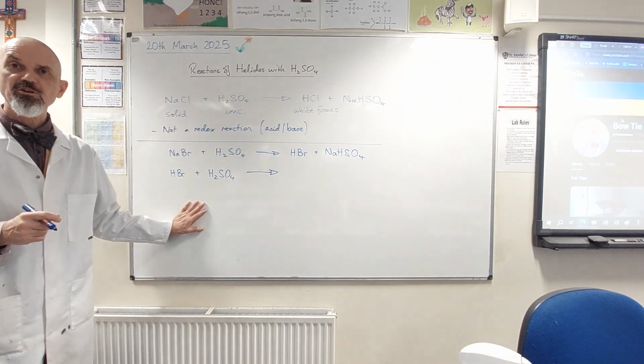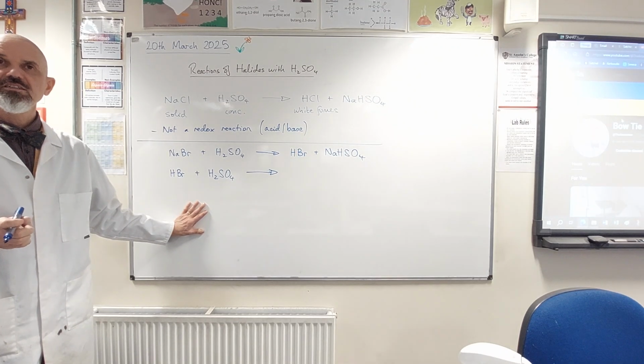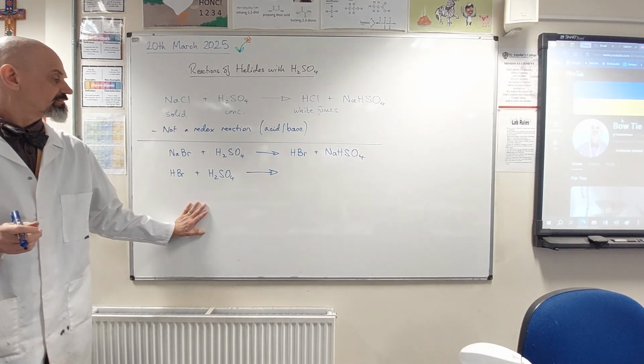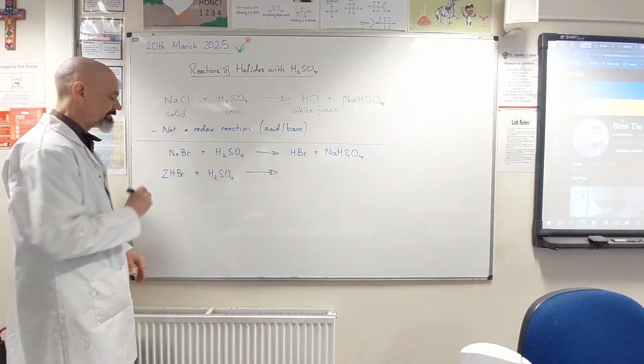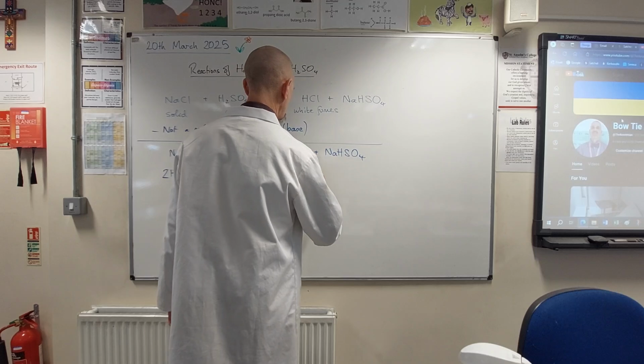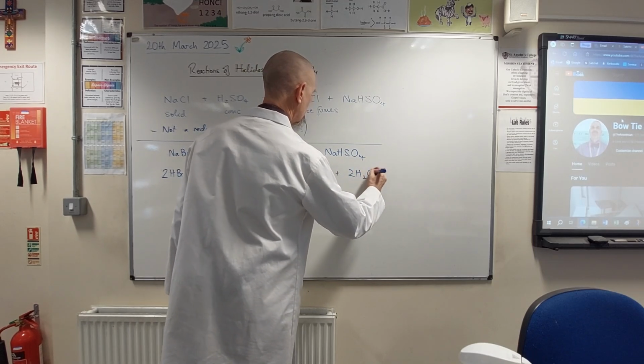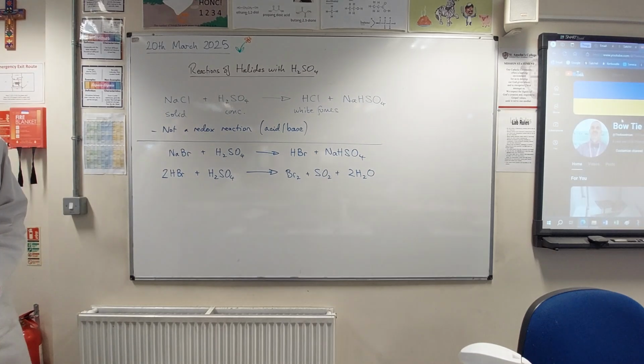Somebody had it balanced for us. H2SO4 plus 2 HBr gives Br2 plus SO2 plus 2 H2O.